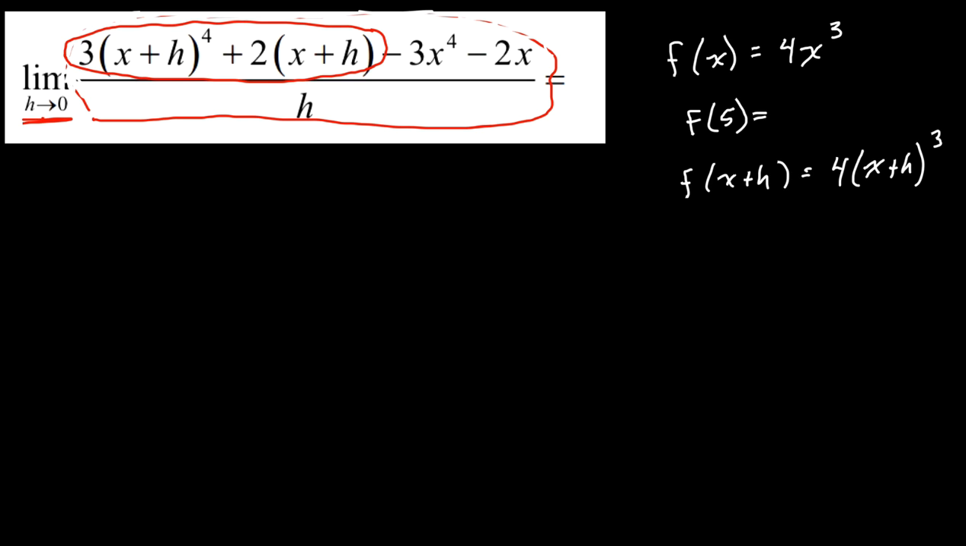Since we recognize this is the definition of a derivative, we've got to figure out, first of all, what is the function that we are taking the derivative of? Well, if you see x plus h, that means x plus h was substituted into your x. So originally, this was just an x right here. So the function would be 3x raised to the 4th power.